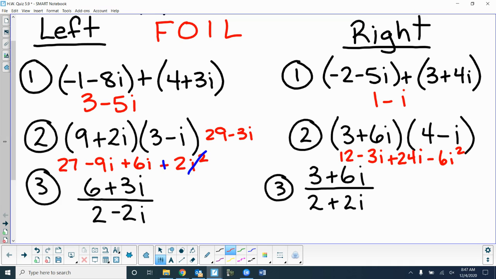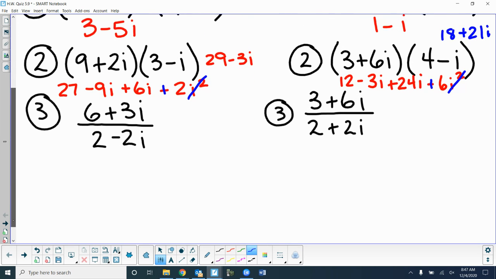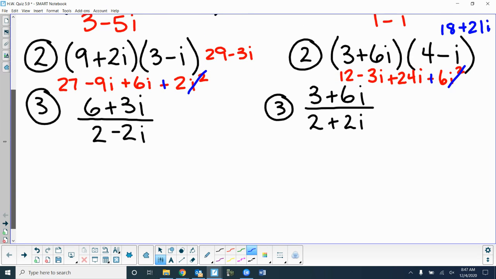Okay, so we got a minus 6i squared. That becomes plus 6. The i squared goes away. Right, Mr. Paul? And then 12 plus 6 is 18, like Danny said, and negative 3 plus 24 is 21. Why do we have a right and left side? Because I used to give this as a quiz, and I would have you turn it in, but I didn't today.